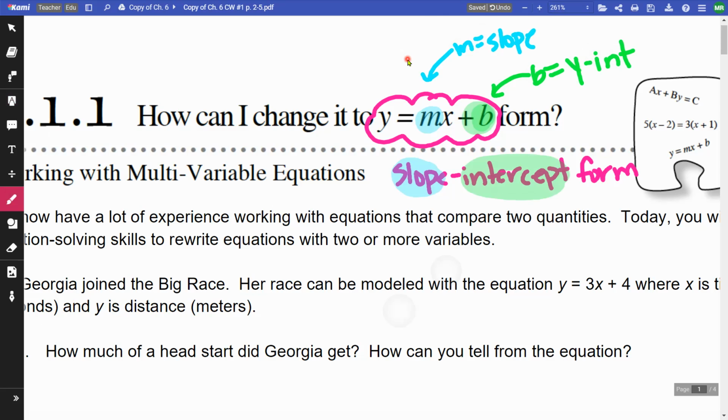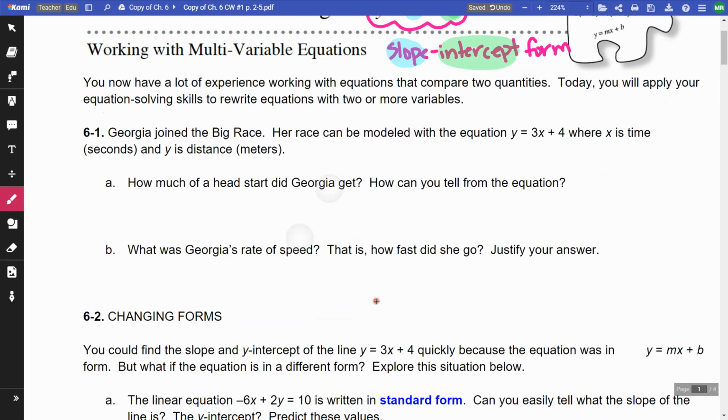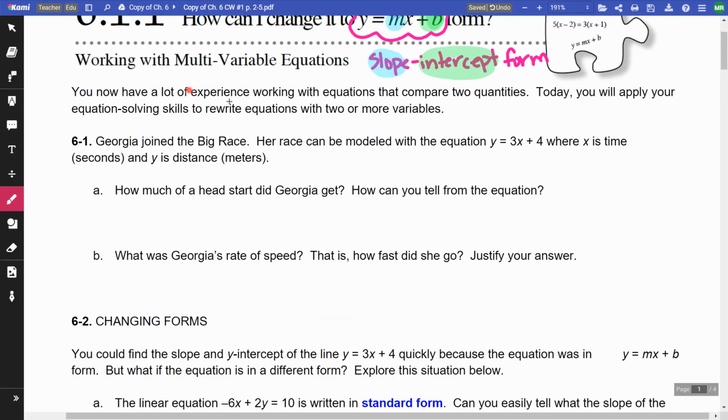Okay, so as we're doing this, you might want to pause, try the problem on your own, and then come back and check your answers, because I did have students do these problems and then we discussed the answers afterwards. On this, it says you now have a lot of experience working with equations that compare two quantities. Today, you'll apply your equation solving skills to rewrite equations with two or more variables.